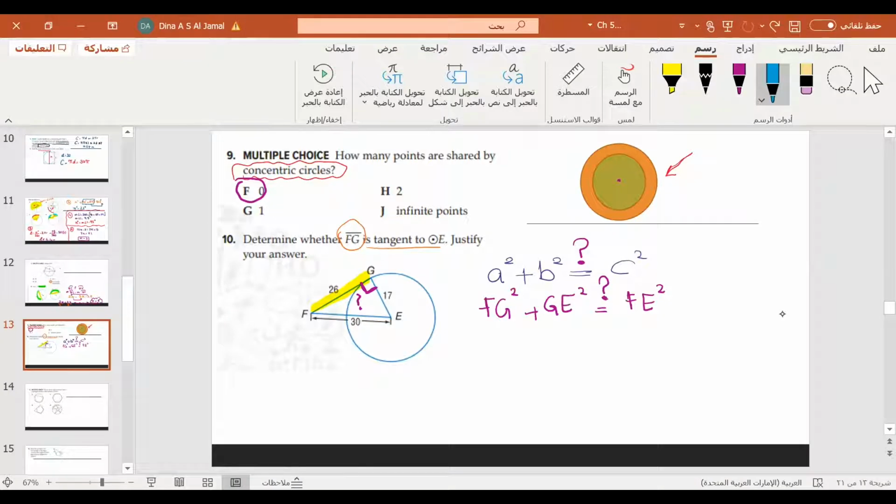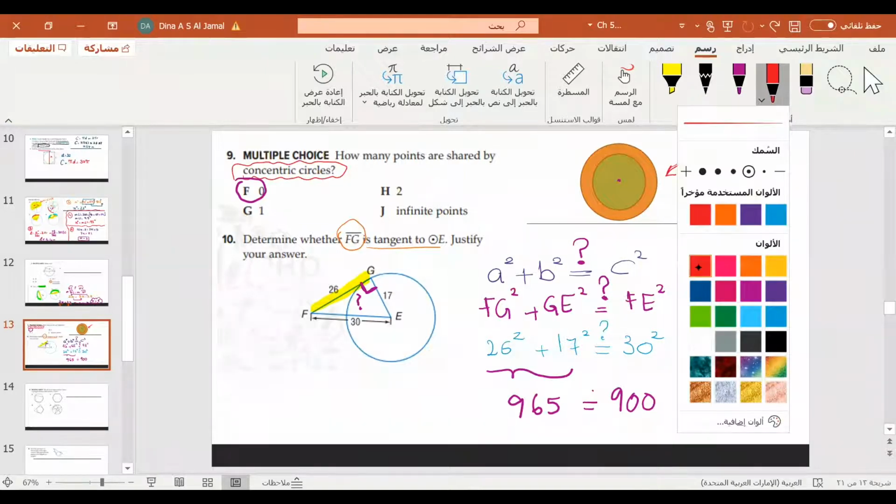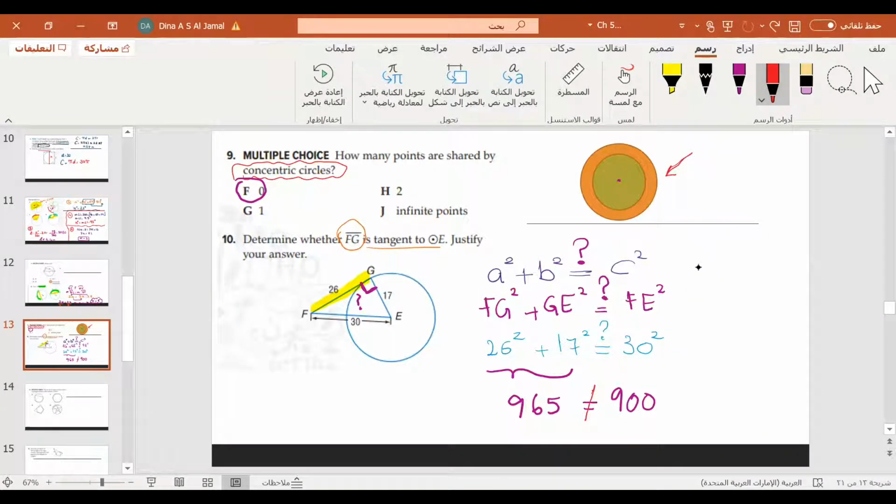That means 26 squared plus 17 squared, is it going to be equal to 30 squared? Calculate both sides. All of these will be equal to 965. And this will be equal to 900. So are they equal? Ask yourself. No, that means they are not equal. That means they will not form a right angle triangle.